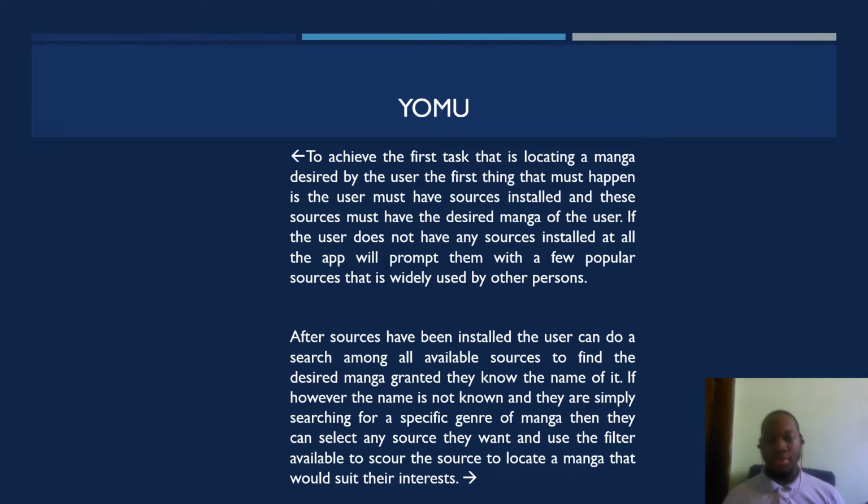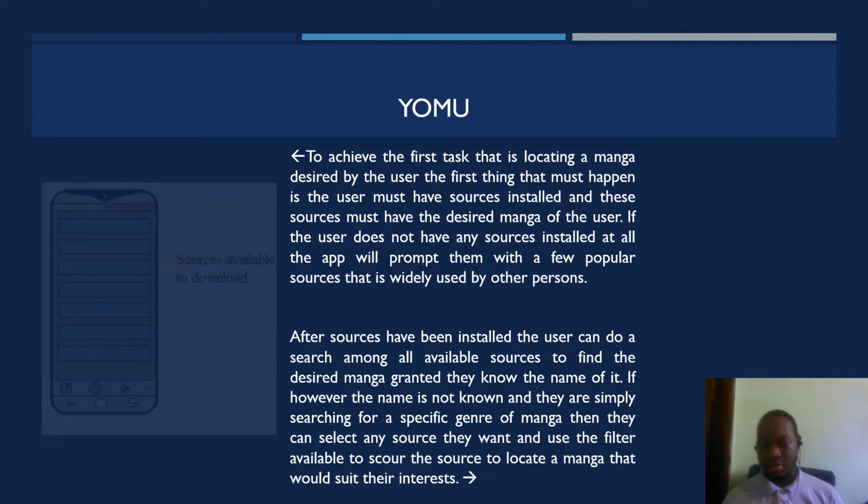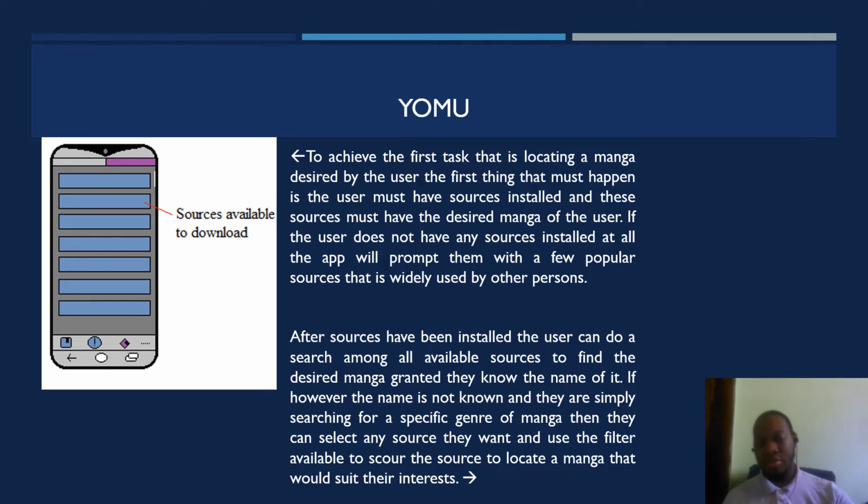Now, Yomu. To achieve the first task, that is locating a manga desired by the user, the first thing that must happen is the user must have sources installed. These sources must have the desired manga of the user, and if the user does not have any sources installed at all, the app would prompt them with a few popular sources that are widely used by other persons. This is a mock-up of what the sources tab would look like for the user to install the sources.